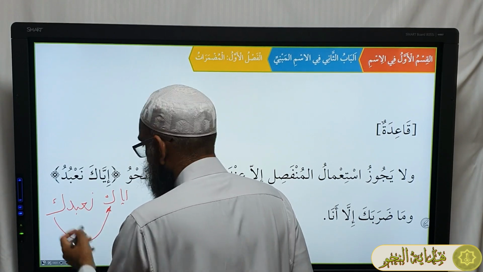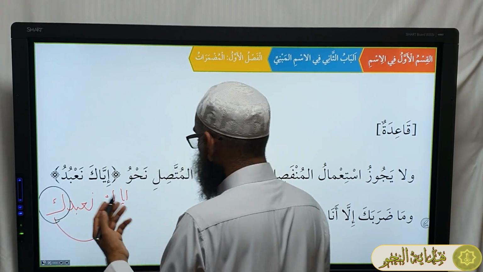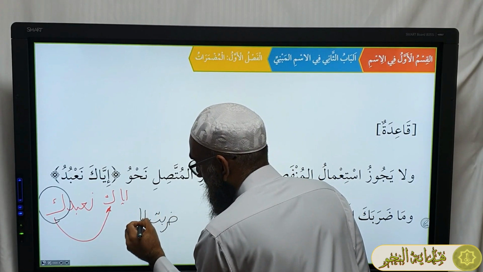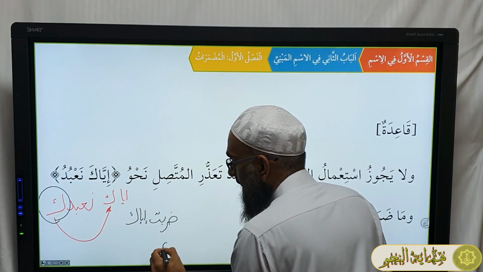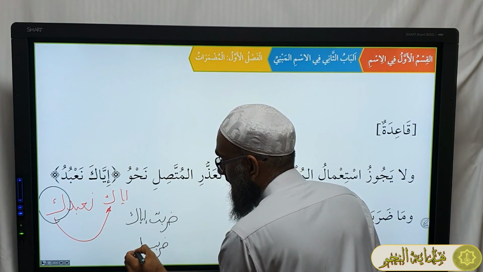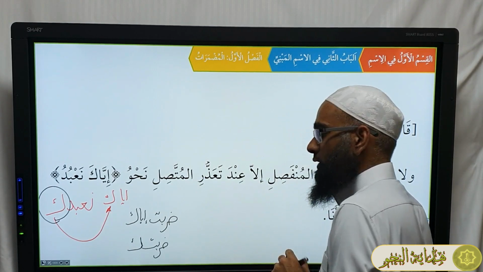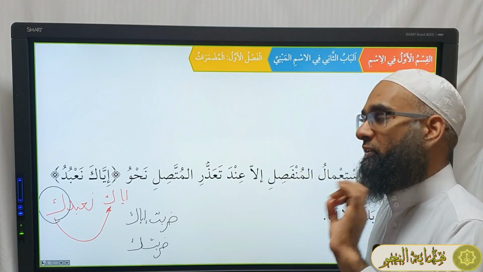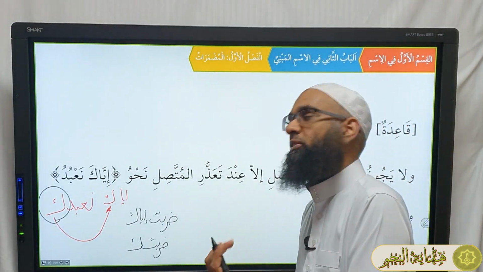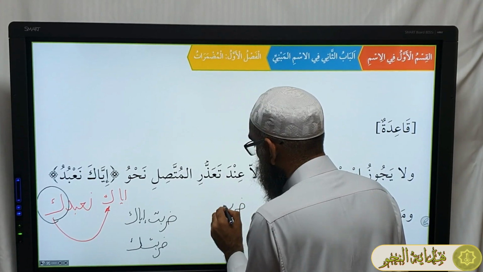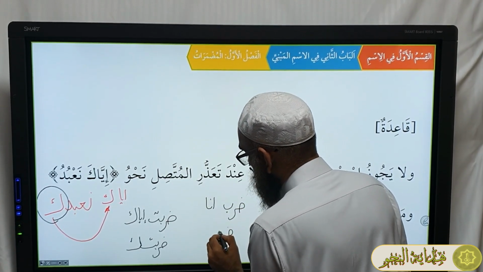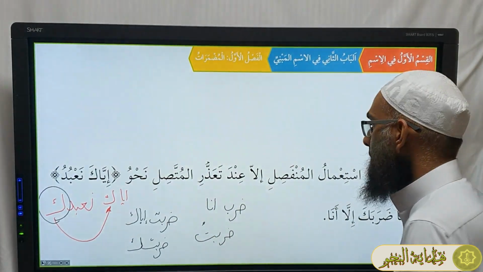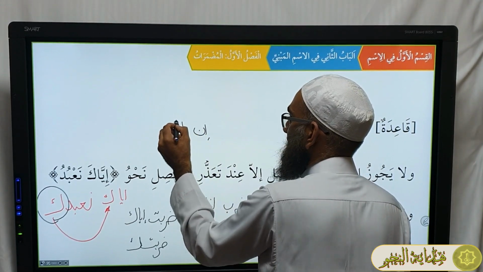So as long as possible, we use zamir muttasil. So for example, you wouldn't say darabtu iyyaka. Why not? Because it is possible to say darabtuka. Do you understand? So as long as zamir muttasil is possible, you use zamir muttasil. You only use zamir munfasil when it's not possible or when you must bring zamir munfasil. So you wouldn't say daraba ana. You would say darabtu. Yes? Everybody following me?